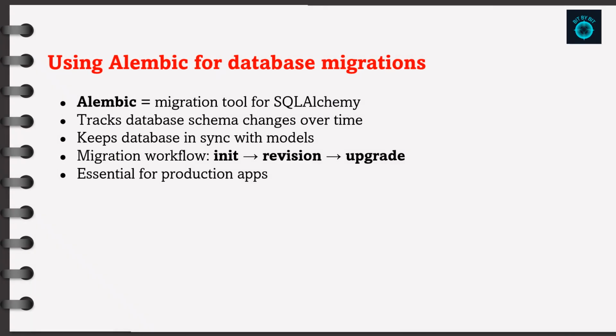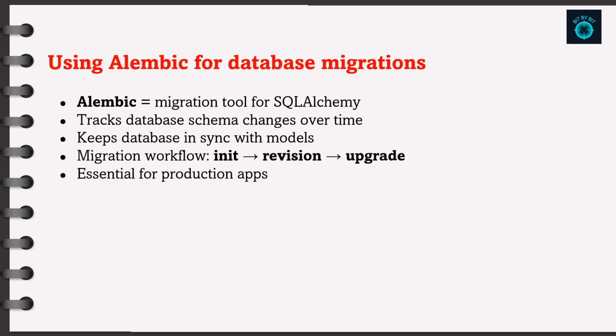Using Alembic for database migrations. Alembic is a tool that works with SQLAlchemy to handle database migrations. A migration means changing the database schema, like adding a column or creating a new table, without losing existing data. This is important when your application grows and the database needs to evolve.